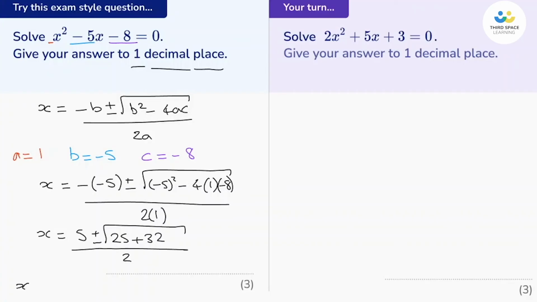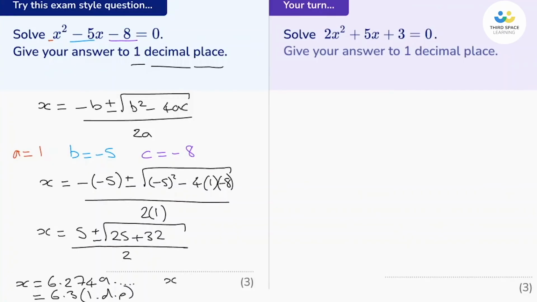Now we have to do this twice. We're going to put this into the calculator once using a plus and once using a negative. So let's start by writing down the fraction button on our calculators. And we're going to have 5 plus the square root of 25 plus 32 on the numerator. And on the denominator, using the arrow buttons, we're going to divide that by 2. So we get 6.2749... or 6.3 to one decimal place.